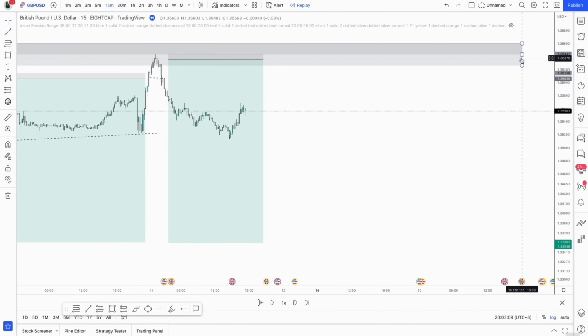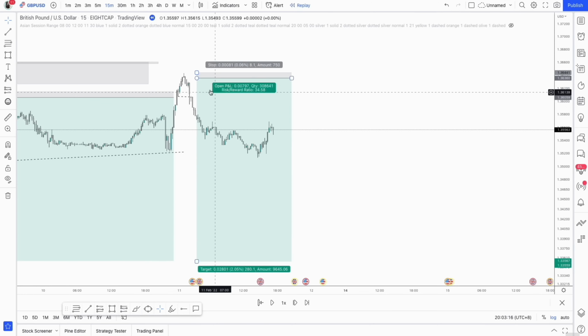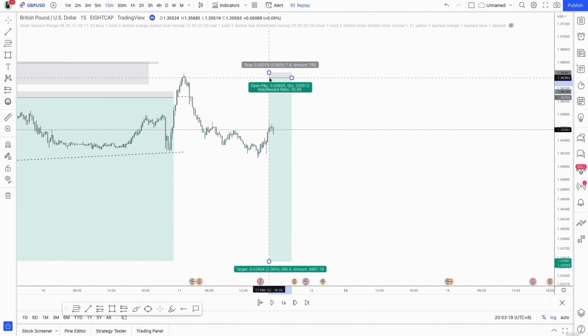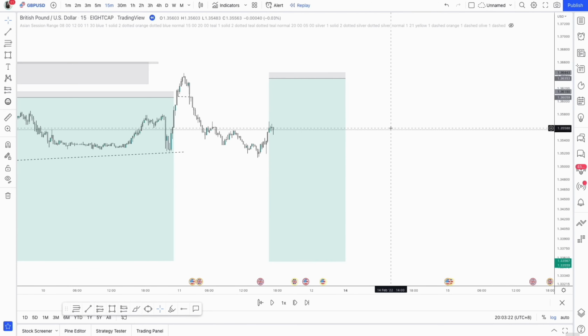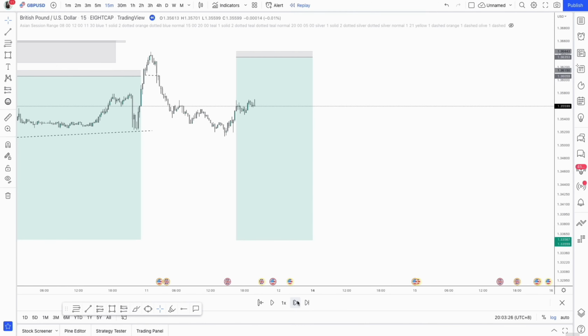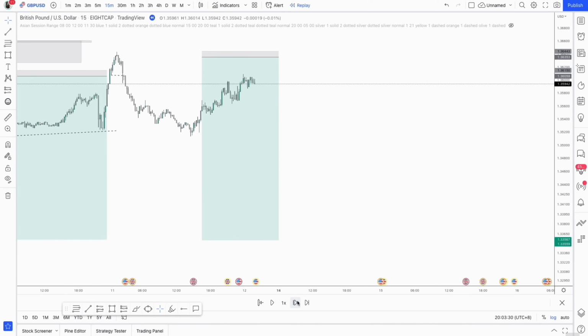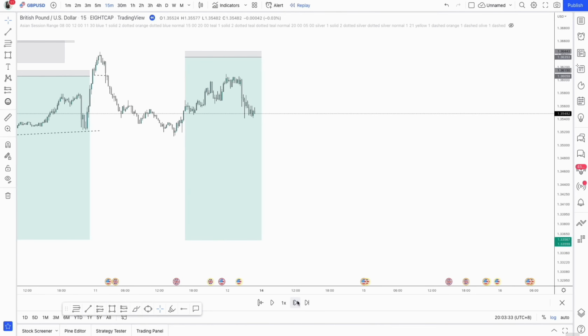We now know that the structural low has been taken out. So we know that the bias has shifted. We assumed it had shifted with the change of character, but now we know for sure that the bias has shifted with the shift of structure. Again, a 9 pip stop loss. Just waiting for price essentially to play out and hit our zone, right?